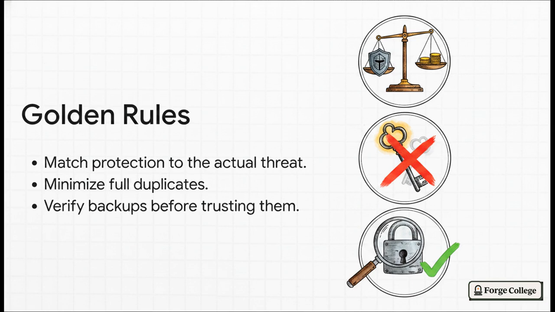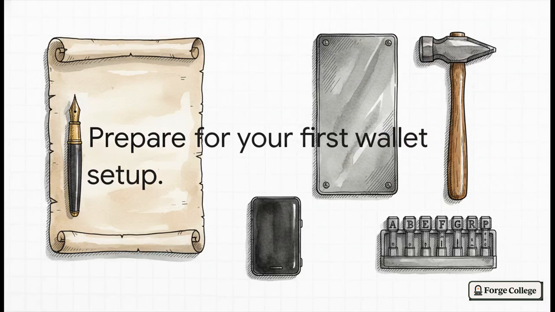2. Minimize full duplicates. Every single time you copy that entire phrase, you create a new attack vector, so keep full copies to an absolute minimum. And 3. Verify backups before trusting them, because an untested backup is just a hope, and hope is a terrible security strategy. Next up, preparing for your first wallet setup.